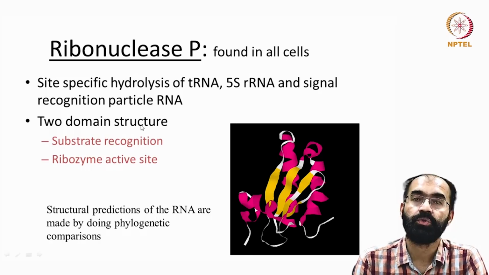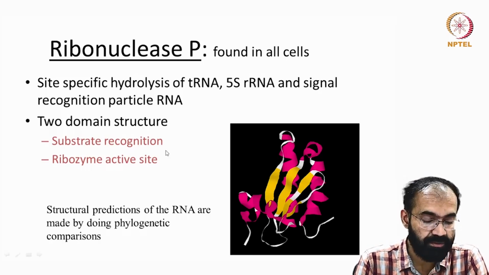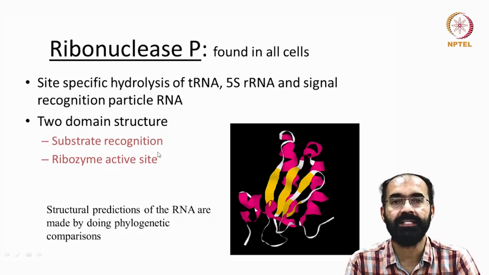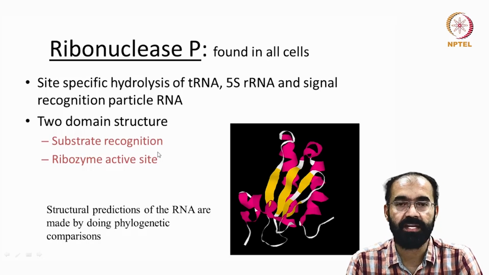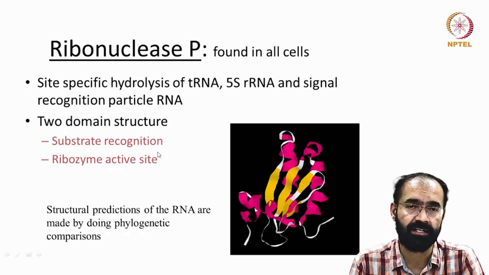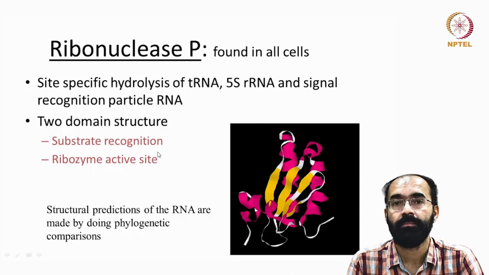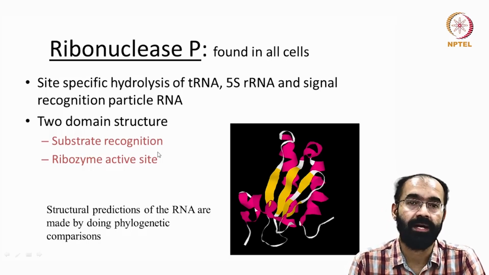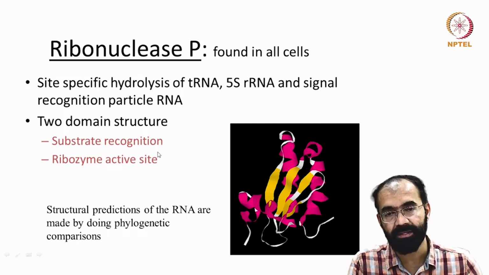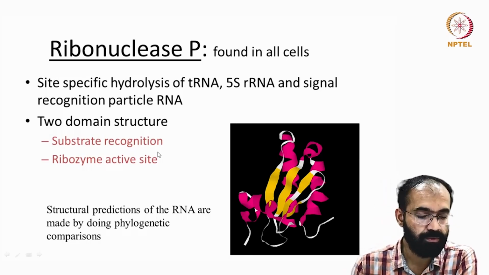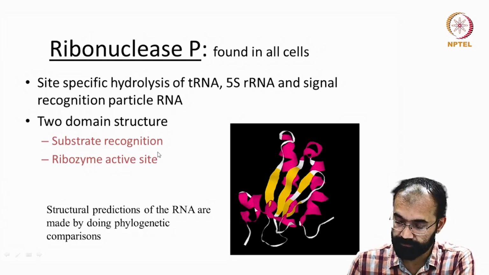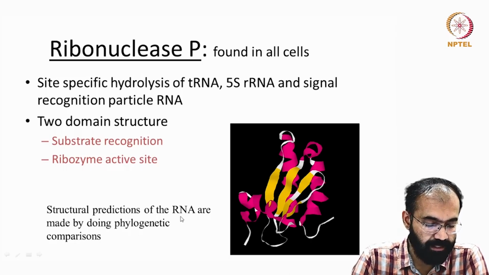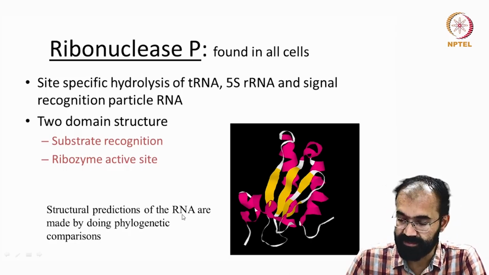This contains a two-domain structure, that is the substrate recognition region and also the ribozyme's active site. The substrate is nothing but the premature tRNA or premature 5S RNA, etc. So this has to be acted upon by ribonuclease P for the RNA molecule to undergo maturation. This is very important for us to understand about ribonuclease P. And the structural predictions of the RNA are made by doing phylogenetic comparisons.